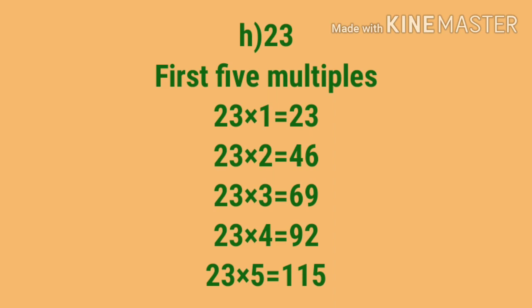Next example, 23. 23 multiplied by 1, we get 23. 23 multiplied by 2, we get 46. 23 multiplied by 3, we get 69. 23 multiplied by 4, we get 92. 23 multiplied by 5, we get 115. So here we multiply 23 by 1, 2, 3, 4 and 5. We get 23, 46, 69, 92 and 115. So 23, 46, 69, 92 and 115 are the multiples of 23.